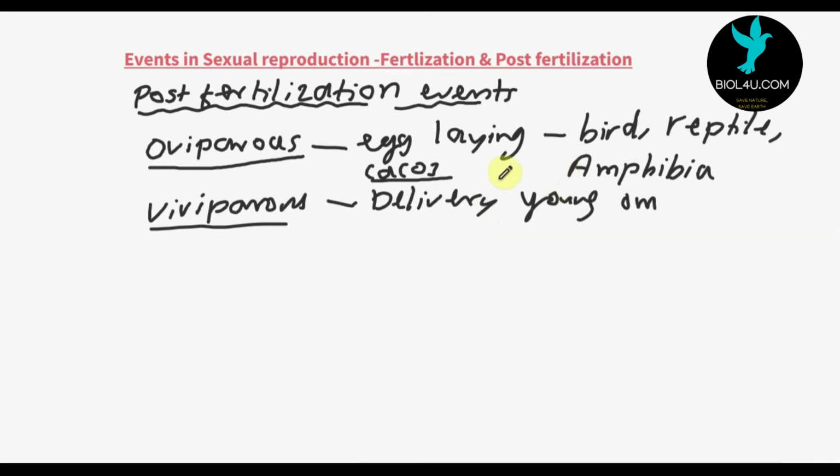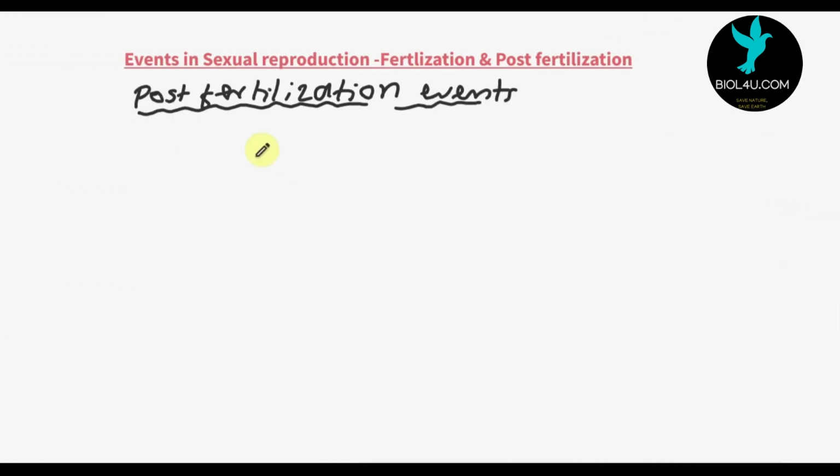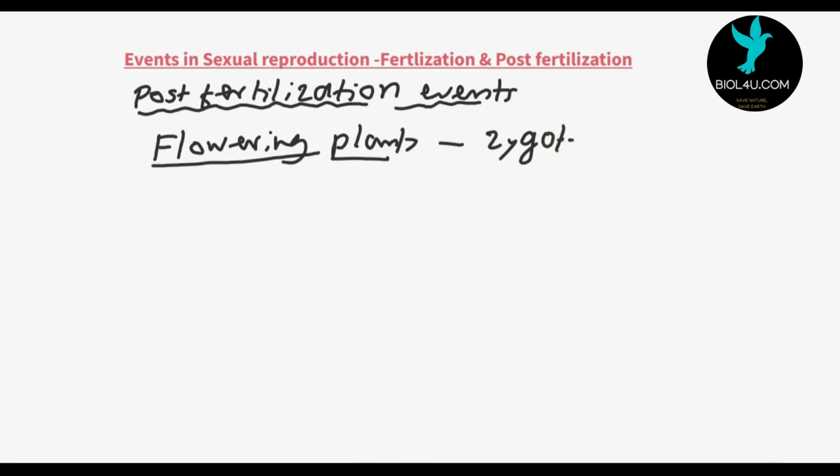Okay, so that is the case in animals. Then let us take some examples in plants. How does this process take place in the plant? Let us take the condition in the flowering plant, meaning the angiospermic plant. What is the condition in flowering plants? In flowering plants, the zygote is formed inside the ovule, here inside the ovary.